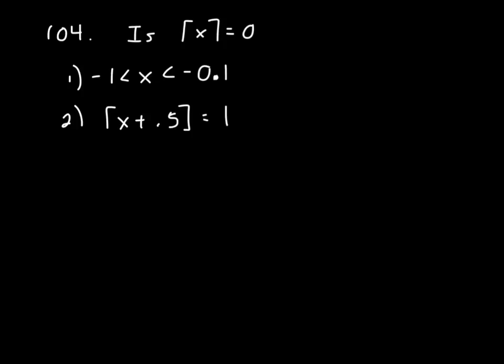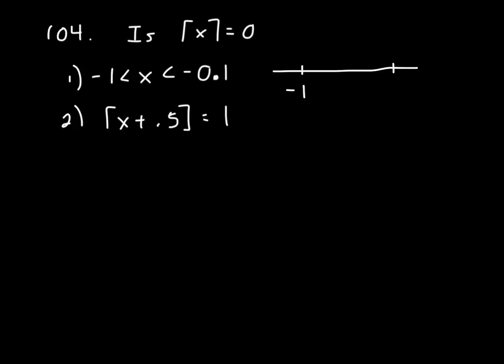All right, so this notation with these half brackets means it's the least integer greater than or equal to. So look at clue 1. And I'm going to put this on the number line. What are we trying to figure out? We're trying to figure out if the least integer is 0. So if I look at clue 1, this is -1.